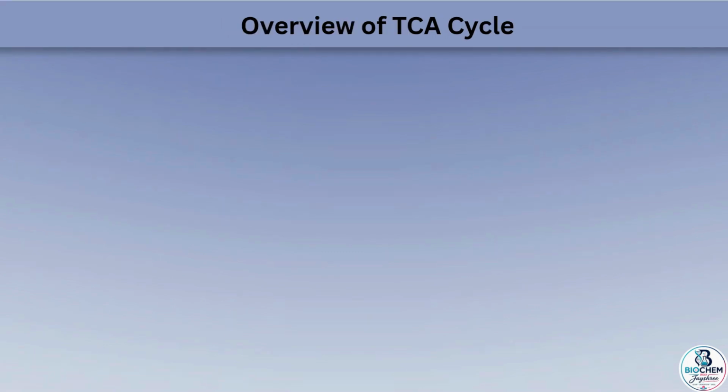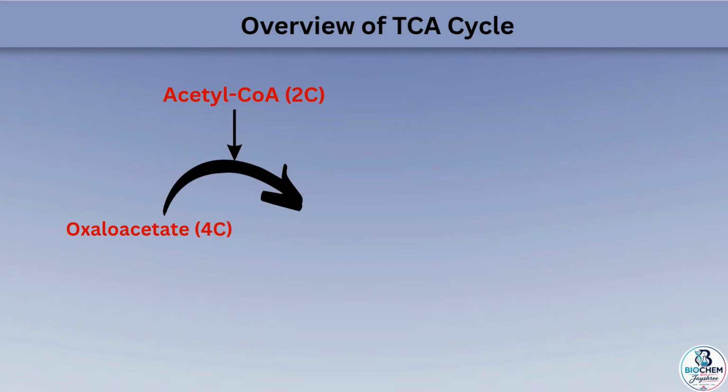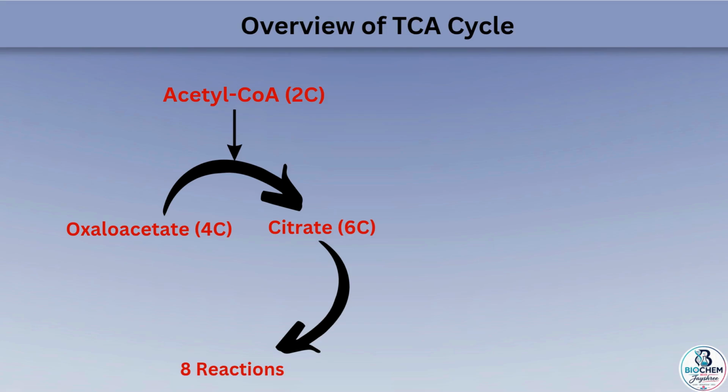Now let's understand the overview of the TCA cycle. Acetyl-CoA contains 2 carbon atoms, and when it combines with oxaloacetate, which has 4 carbon atoms, together they form citrate, a 6 carbon compound. Citrate then undergoes a series of 8 enzyme catalyzed reactions. During these reactions, energy is extracted, carbon dioxide is released, and finally oxaloacetate is regenerated. Since oxaloacetate is regenerated, the pathway continues repeatedly, making it a cyclic process.